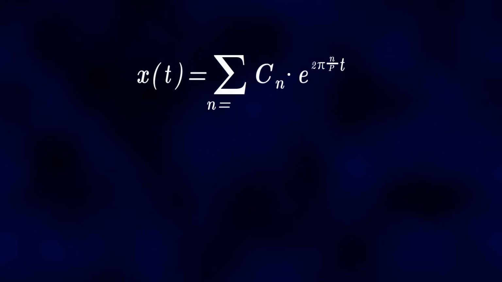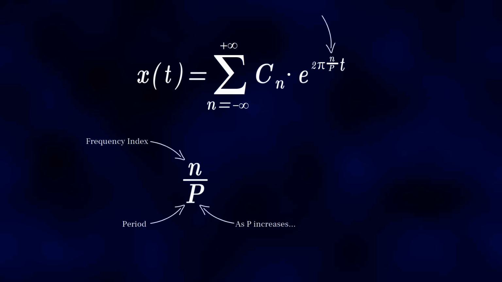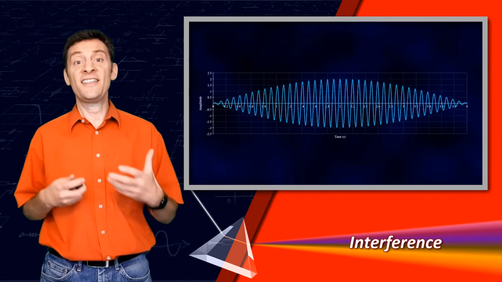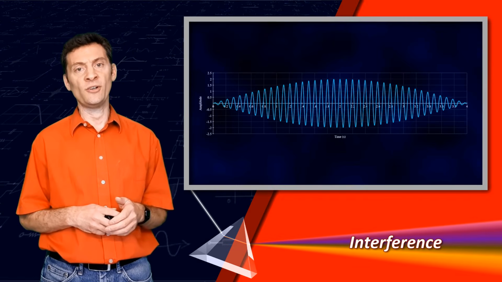This is implicit in the n over p frequency term of the Fourier series. n is the index of the frequency term, and p is the period. The greater p is, the smaller the jump between one frequency n over p and the next, n plus 1 over p. Now let's consider the nature of a non-repeating signal.